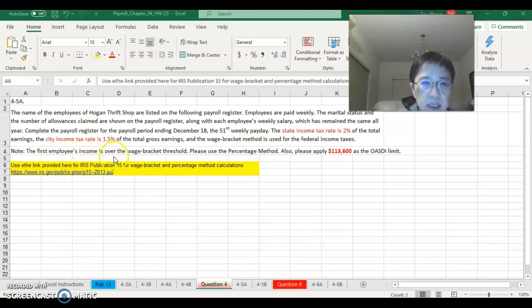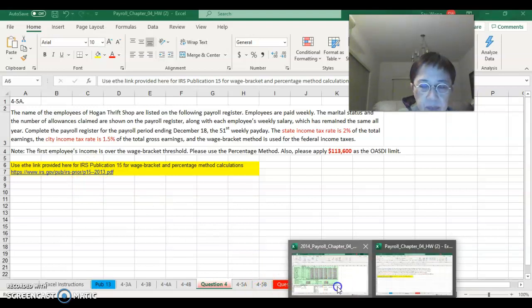The first employee's income is over the wage bracket threshold, so please use the percentage method. For the first employee, use the percentage method and apply 113,600 as the OASDI limit. We still use Publication 15. So let's go to 4-5B.